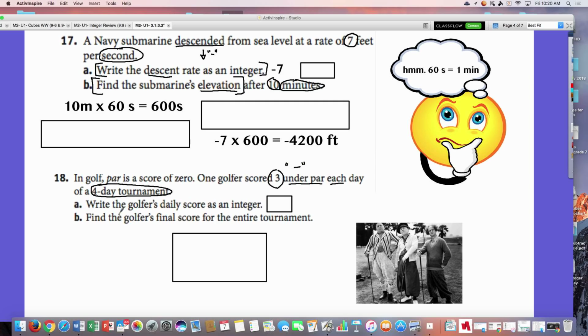So let's look at it. Write the golfer's daily score. Well, it tells us he's 3 under par each day. 3 under par each day. Negative 3. When I say bacon, try and work out the problem for the score for his entire tournament and see if you can figure out how many days the tournament is. I think it says that in the question.